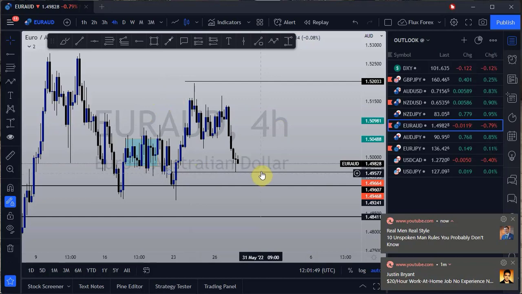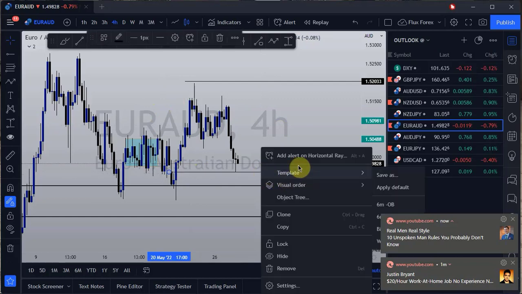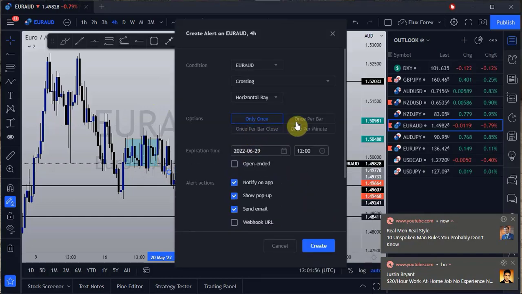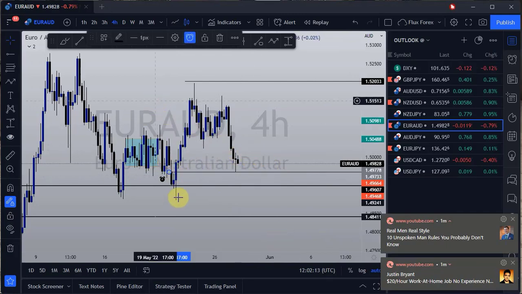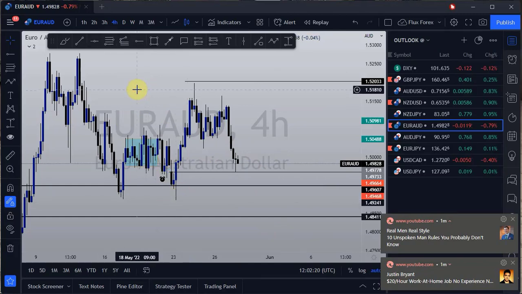So what I'll do is place an alert here. You can also do the same. I'll just leave it until I get a notification that price has finally gotten here. But you can even place a buy limit here, and once it triggers, you place your stop loss somewhere around this zone. So that is my expectation on Euro AUD going into this week.